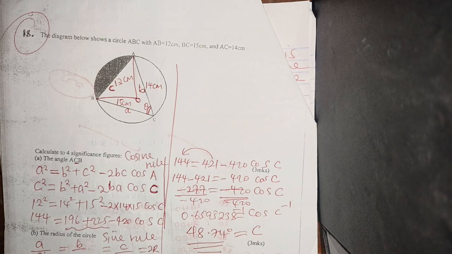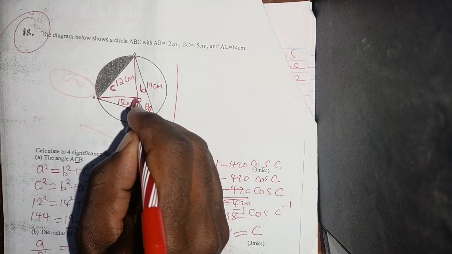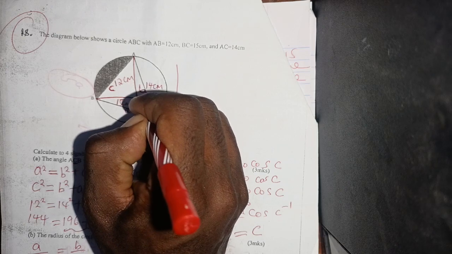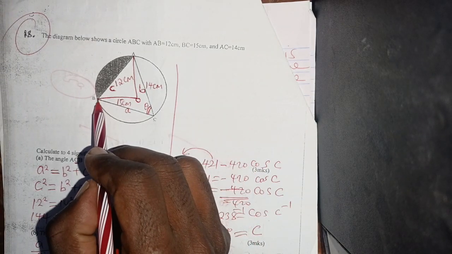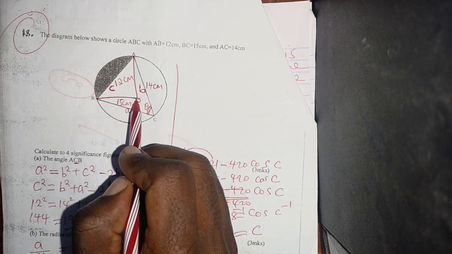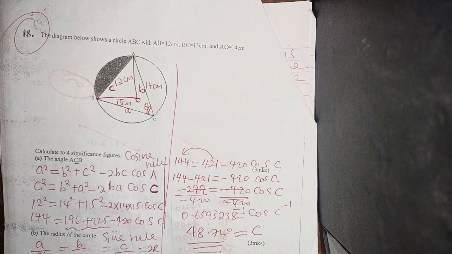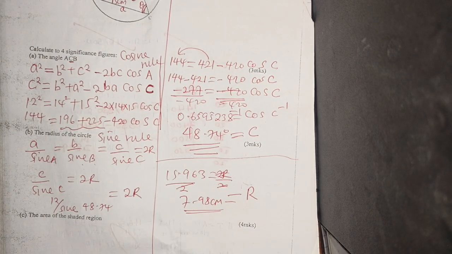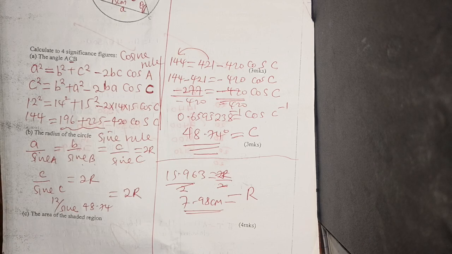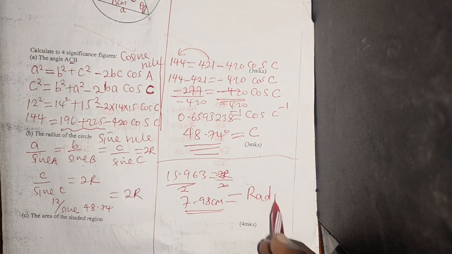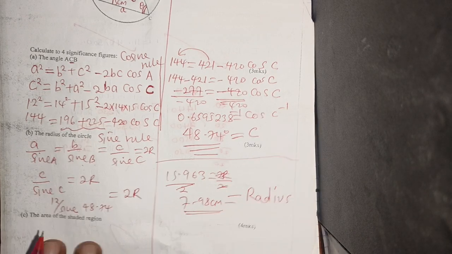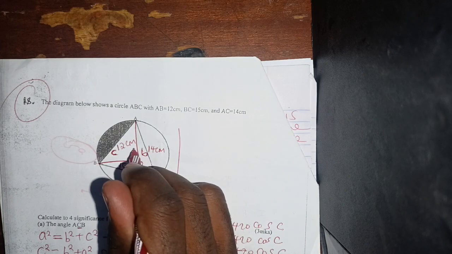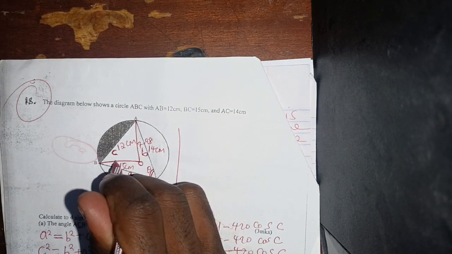So if that is the case, this line has been brought to the center, and this line has also been brought to the center. Any line leaving the circumference of a circle and ending at the center gives us a radius. And we've been told the radius is 7.98. You must have gotten that as your answer, 7.98 centimeters. That's the radius of this circle. So you can indicate that on the diagram, 7.98 centimeters as the radius, R.